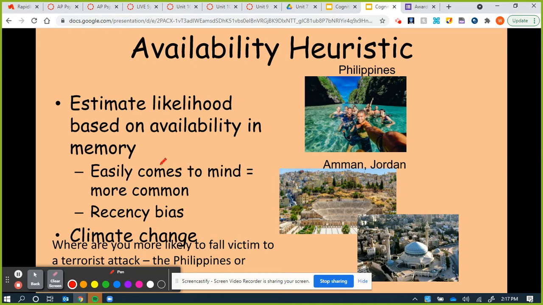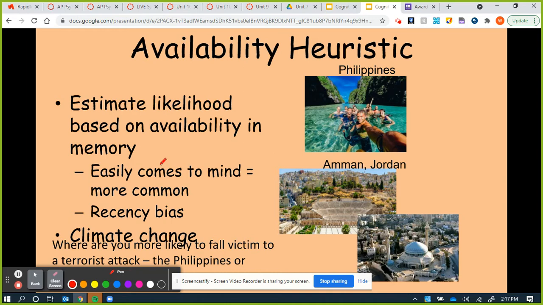I think someone in your class did know somebody, yeah. And so, climate change: people who deny climate change because it snowed the other day, that is an example of availability heuristic. It's also stupid, but it's an availability heuristic.